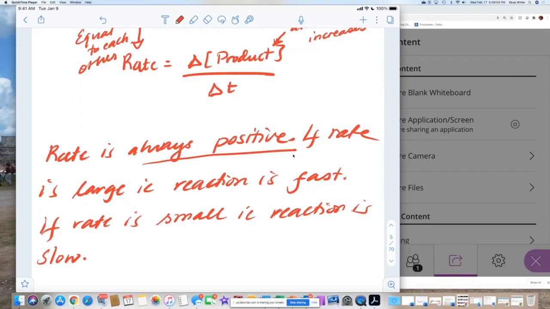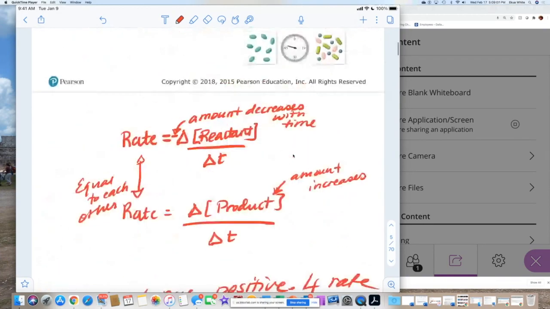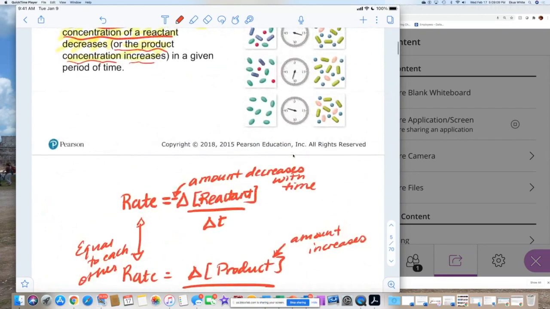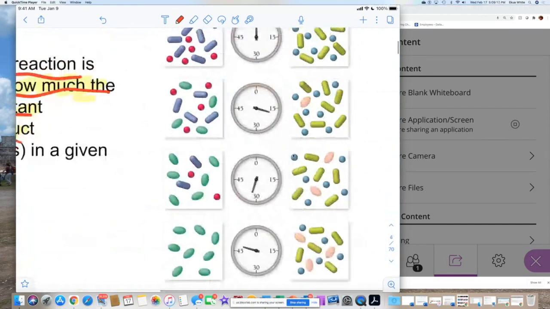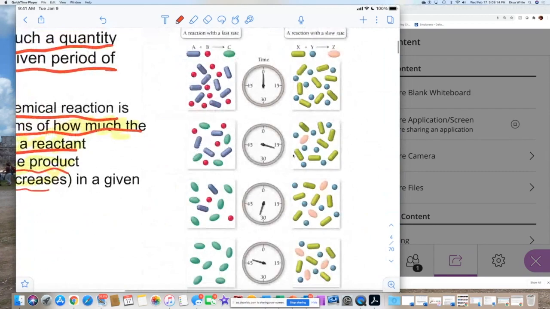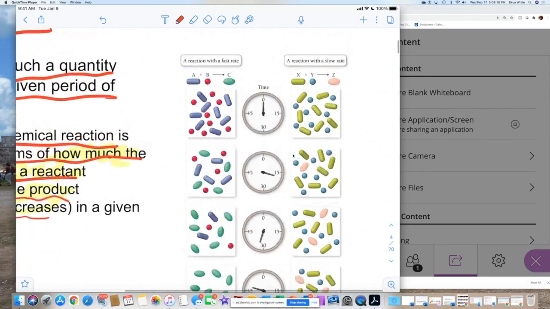So hopefully that kind of helps if you were ever confusing the two. If you weren't, don't even worry about it. So let's go ahead and practice what I just mentioned. We're going to be looking at the reaction rate.